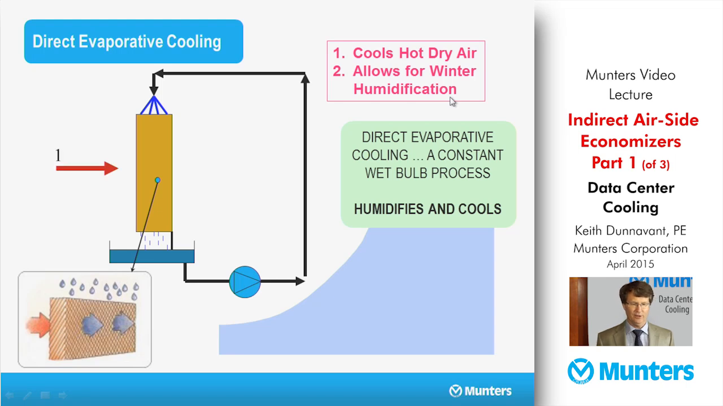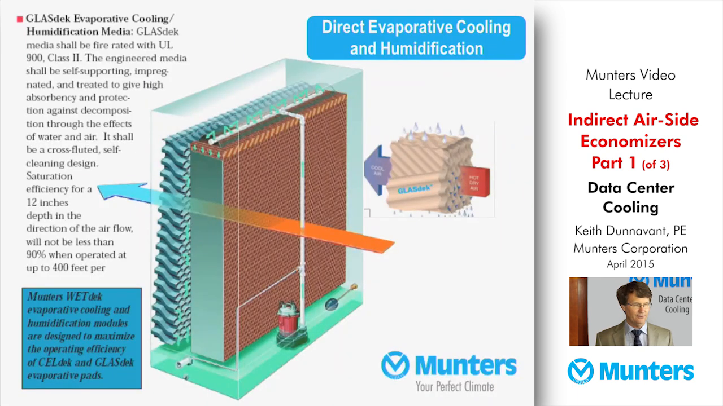So you've got air flowing through this media, and if you look at it on a psych chart down here, you'll see that it's a constant wet bulb process. That air flows up through the wetted media, picks up moisture, and is cooled down. Munters is a global leader in the manufacture and sale of evaporative cooling media from glass deck, cell deck, and other types of media that you can read about on our website.